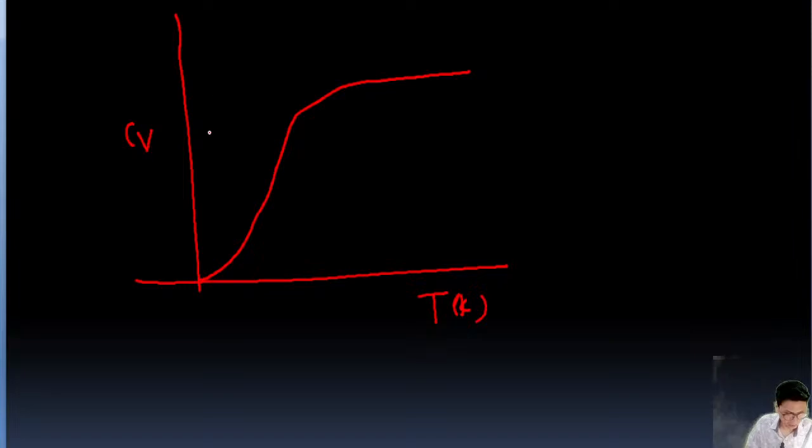Okay, this one matches with the experimental value, right? So this is the graph between CV and T of Debye, right? So Debye has successfully explained the specific heat of the solid. Okay, so this is the graph, guys.